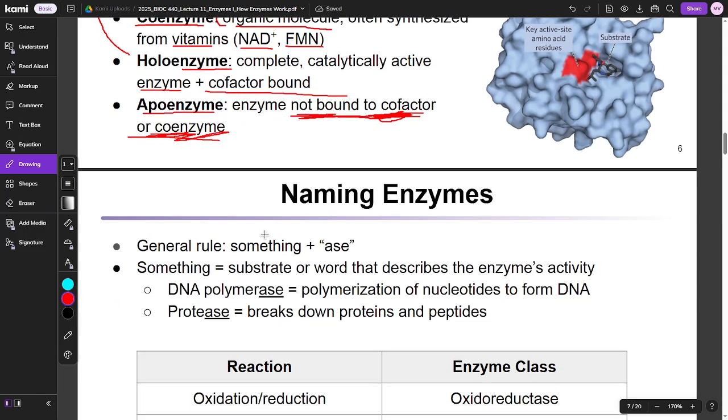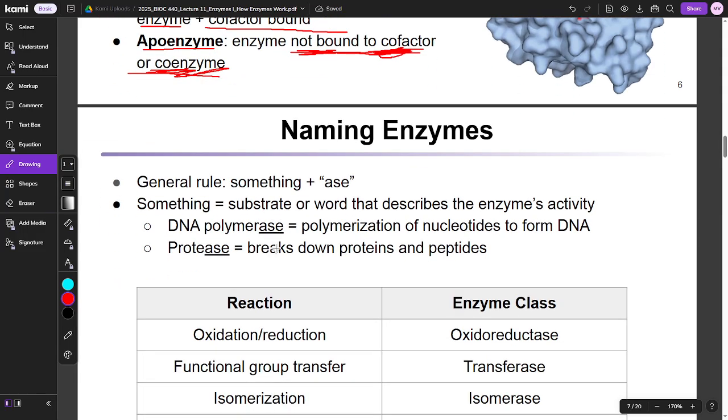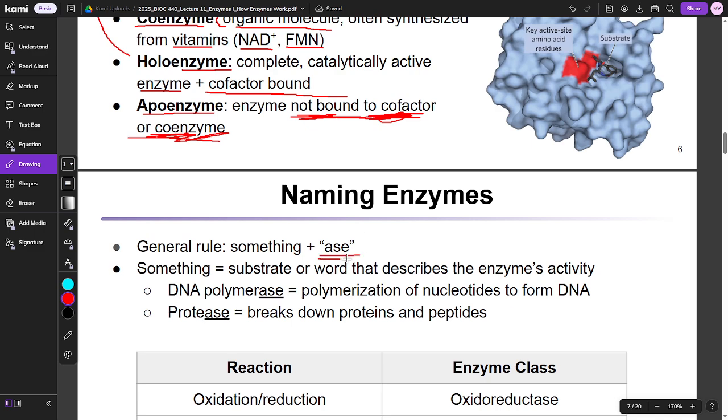Okay, so when you name enzymes, if it has ase at the end of it, it's probably an enzyme. So DNA polymerase.